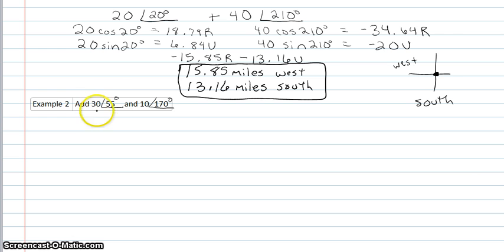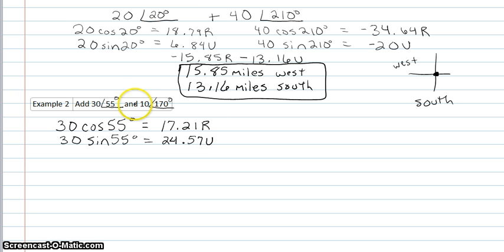Right, and the next one, they just tell us to add 30 at 55 degrees and 10 at 170 degrees. So we're going to use that same method using the cosine and sine. So I'm going to have 30 cosine 55 degrees, and then I'll have 30 sine 55 degrees. Okay, so when I work those out, and really you just put those in your calculator, it'll be 17.21R, and then 24.57U.